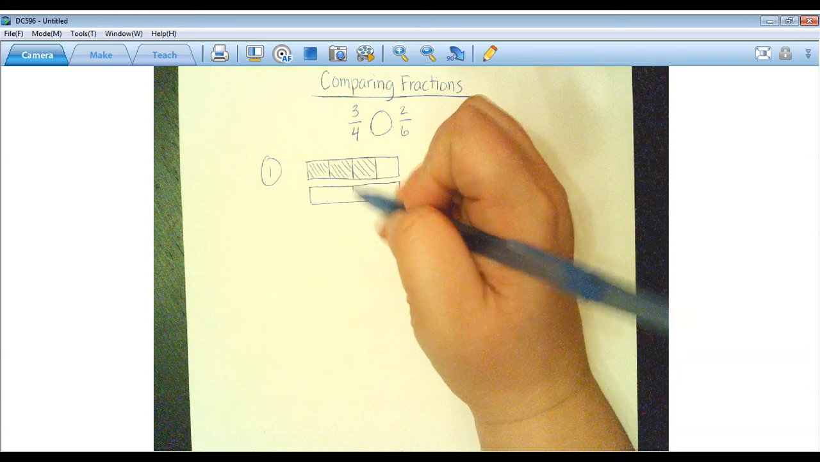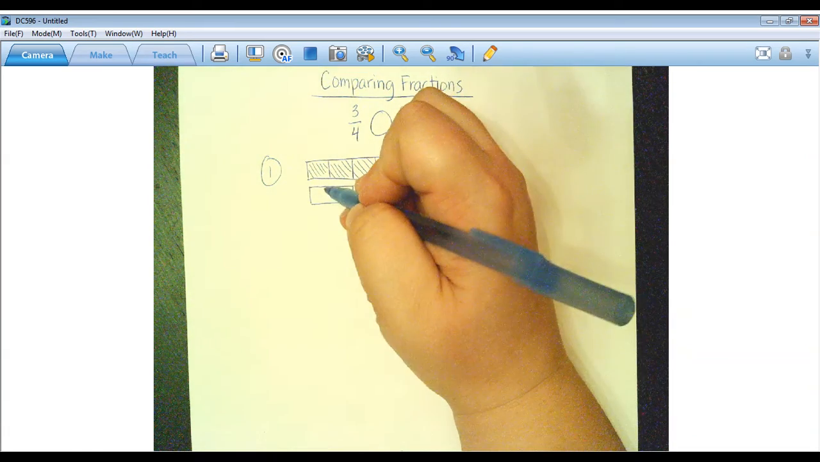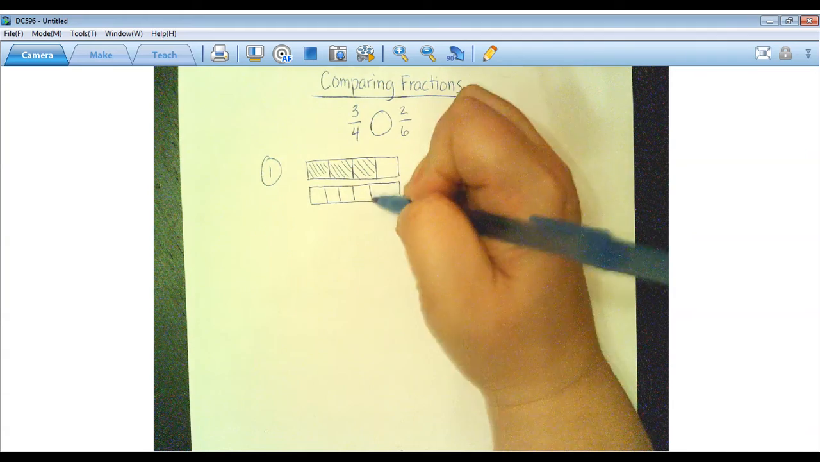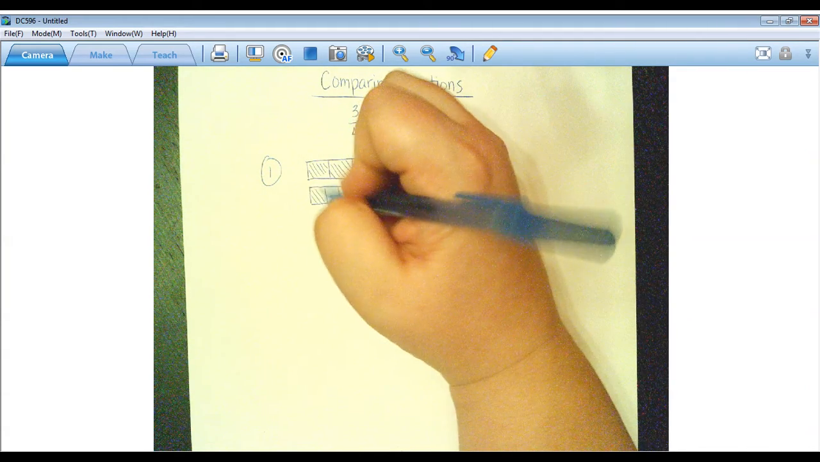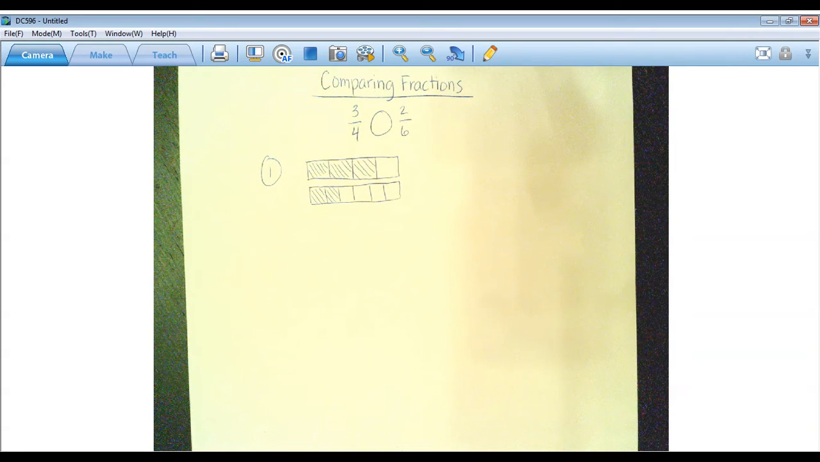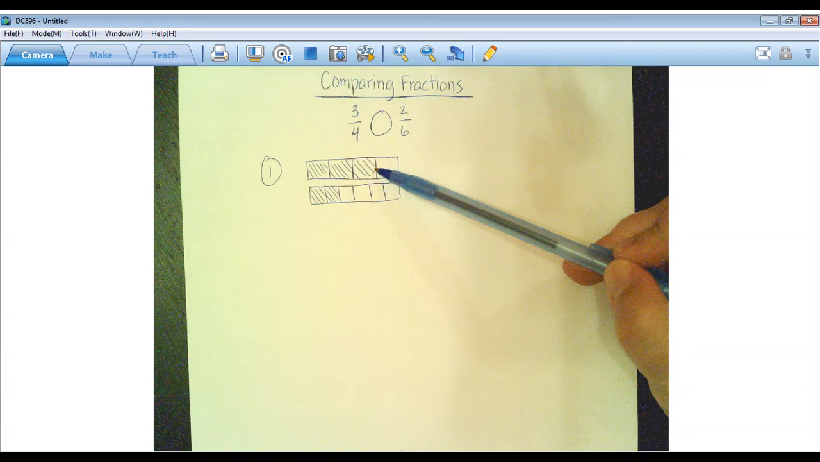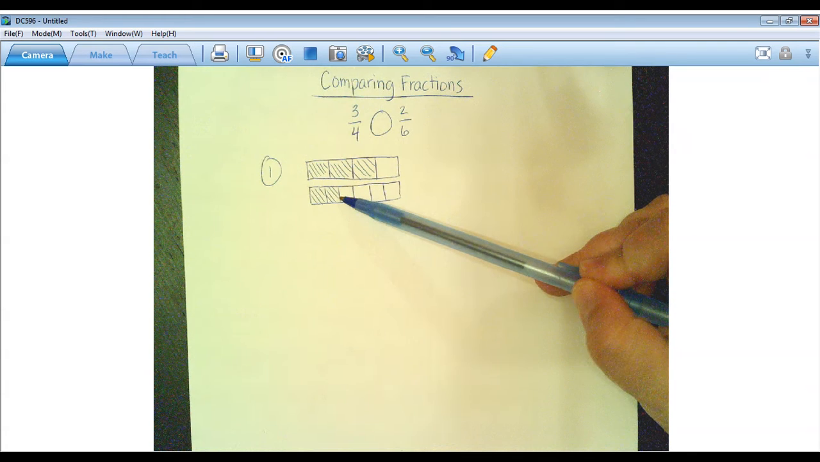So again, I'm going to split my bar in half, and this time I'm going to split it into thirds, which will give me a total of 6 pieces, and I'm going to shade in 2 of those pieces to show 2/6. So I can see from this picture that 3/4 is clearly larger than 2/6.